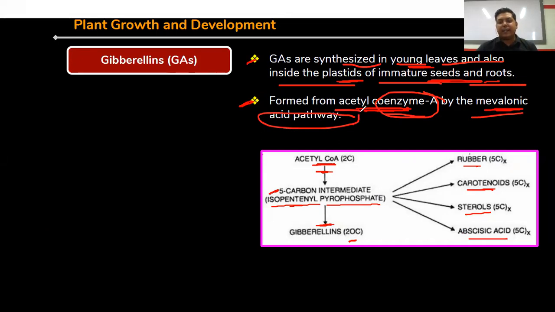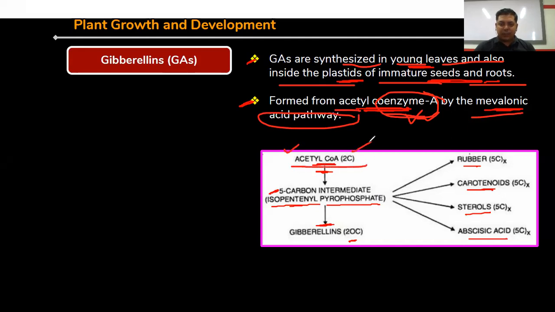Coenzyme A is involved in several functions in combination with several enzymes, right? Already you have learned about the enzymes and their functions, their reactions, and coenzyme A is associated with several enzymes, and they are mainly inducing the activity of enzymes. Clear? Now this is the mevalonic acid pathway.